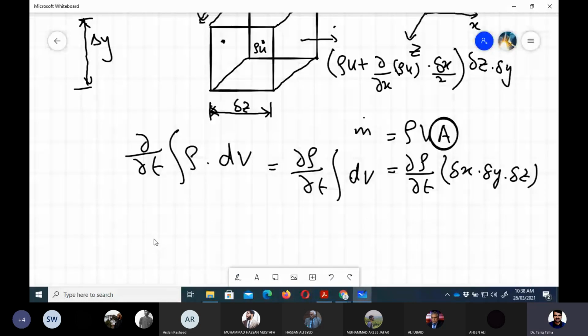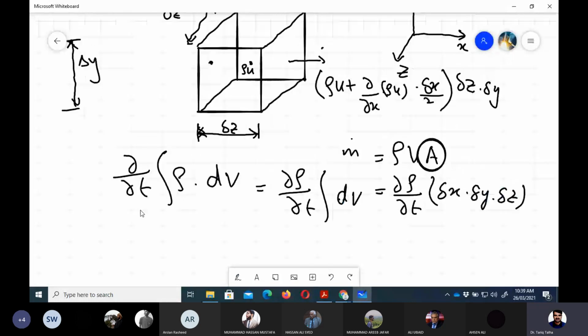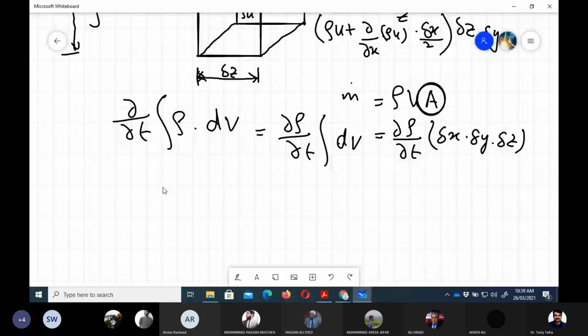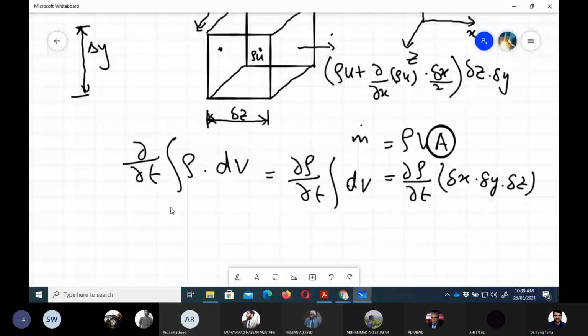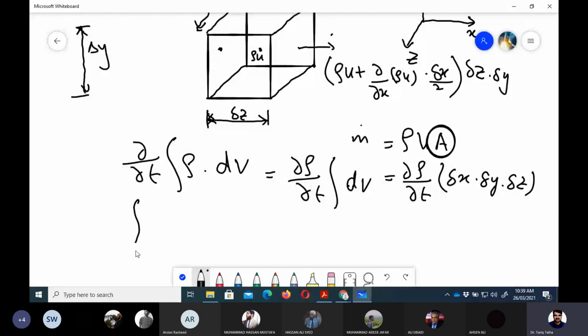that was the control surface integral of rho V dot n dA.